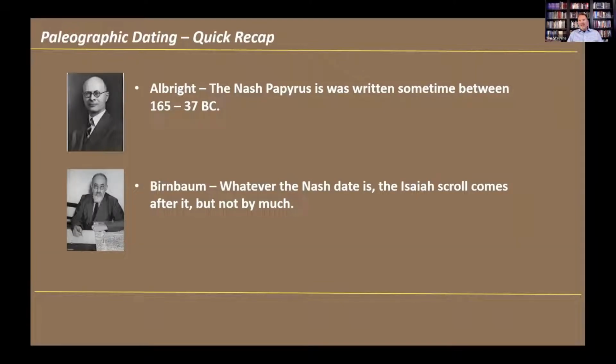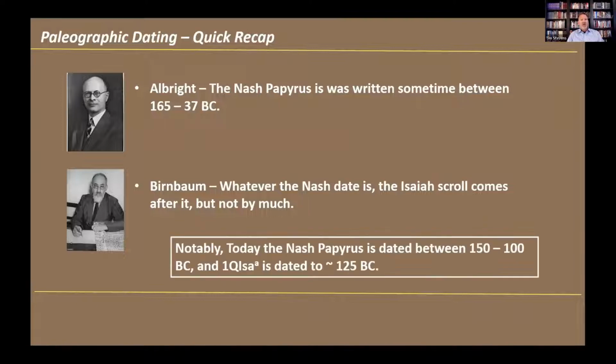So quick recap. Albright says the Nash Papyrus is written sometime between 165 and 37 BC. Birnbaum says, whatever the Nash date is, the Isaiah scroll comes later than it, but not by very much. And so that's where we end with those 2 scholars.